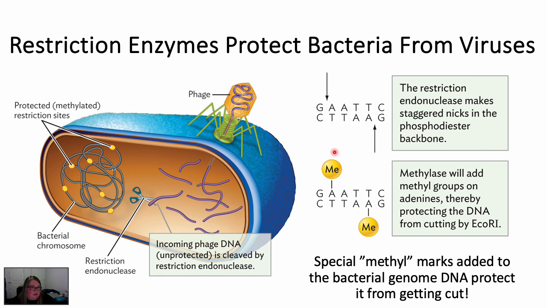So there's another enzyme that's going to add what we call methyl groups, a CH3 group, to the bacteria. The enzyme is called methylase. It's going to come in and add this methyl group to the DNA at these restriction endonuclease sites. And because that methyl group's there, the restriction enzyme can't come and bind and cut the DNA in those spots.